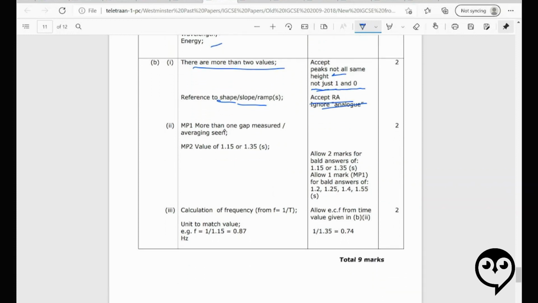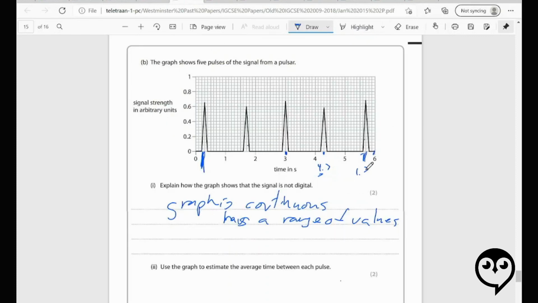Right. More than one gap measured, averaging seen. So that you get 1.15 or 1.35. Well, I didn't do an average when I found the 1.3.